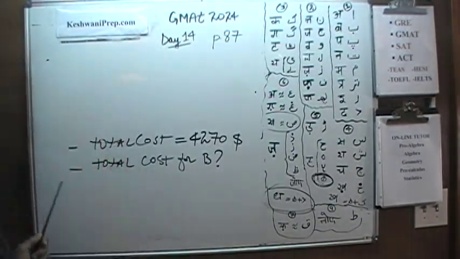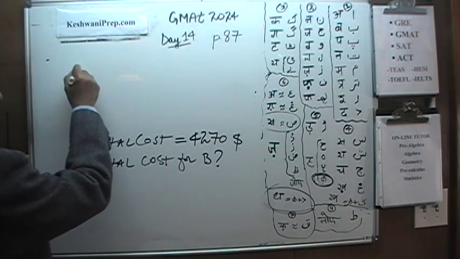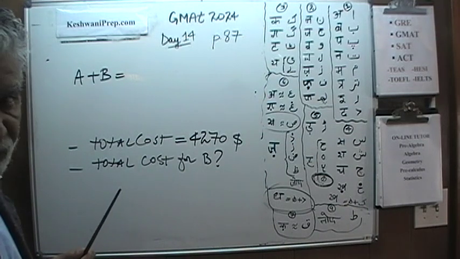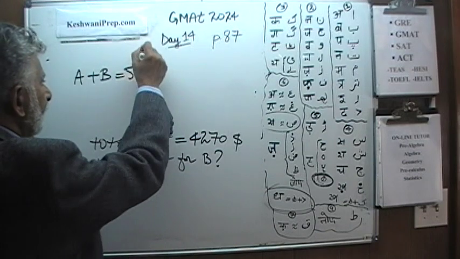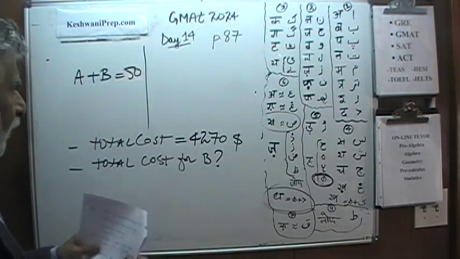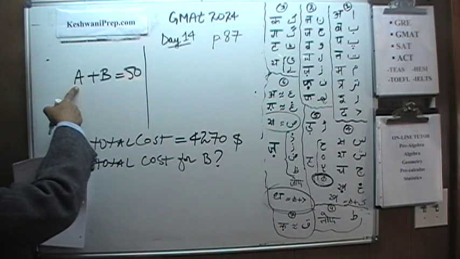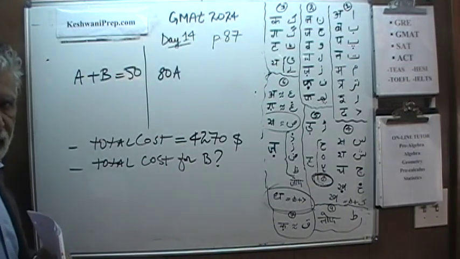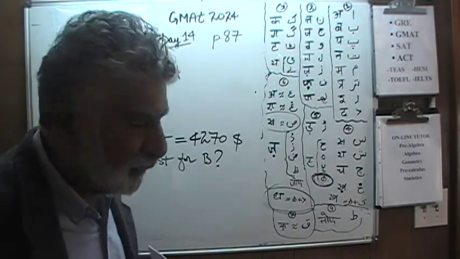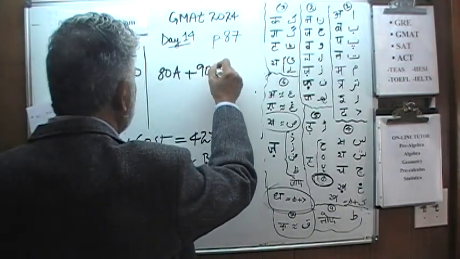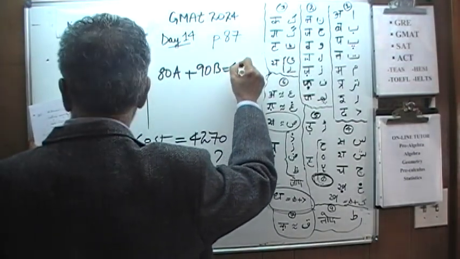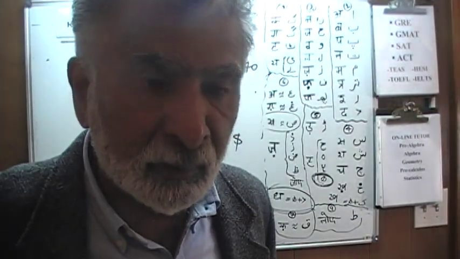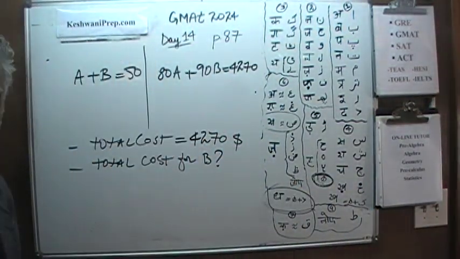So the first equation is very straightforward. We have 50 people. A represents the number of people in group A, and B represents the number of dancers in group B, and A plus B is 50. We also know that if there are A people in group A, each person's dress is going to cost us $80. So 80 times A represents the amount of money that we spend on the costumes for people in group A. Similarly, 90 times B represents the amount of money that we have to spend on the costumes for people in group B, and the total is 4,270. We have two equations, two unknowns. It's quite a straightforward deal.